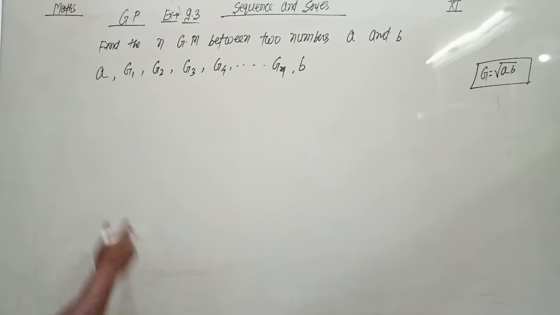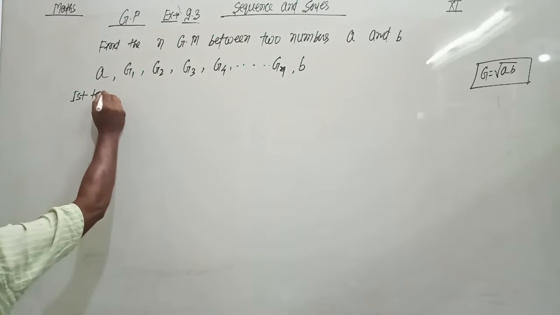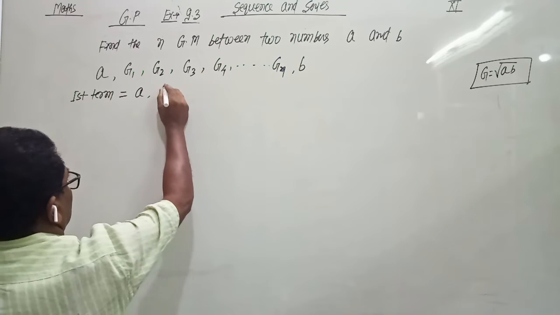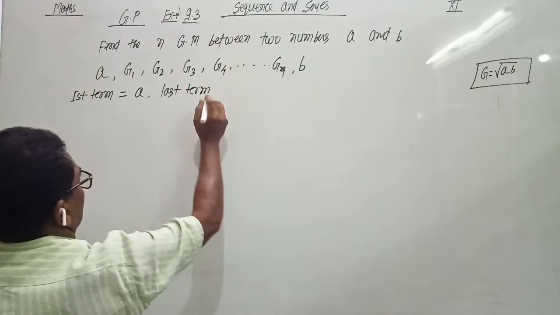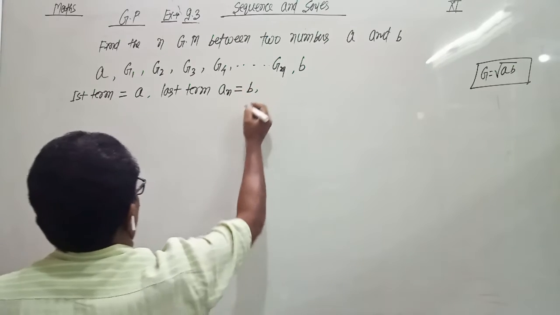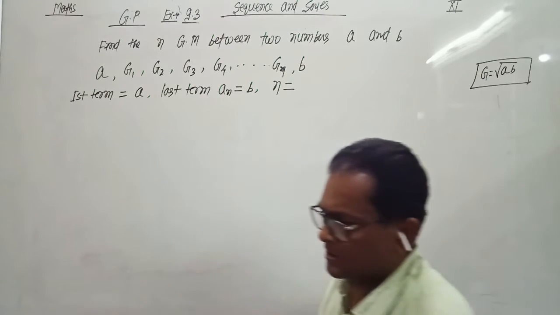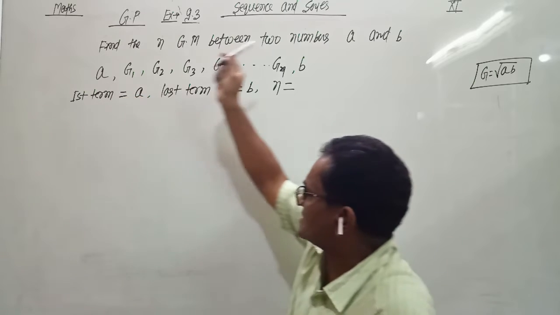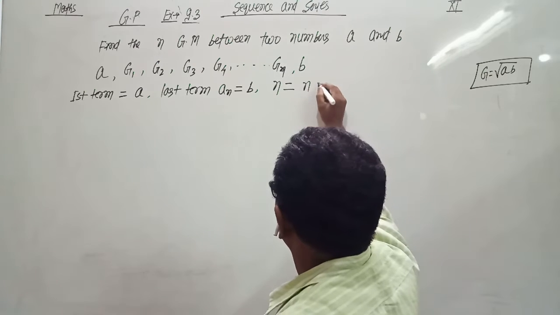So the first term of the GP is A. The last term of the GP, an, equals B. There are n geometric means and the two numbers are A and B, so the total number of terms will be n plus 2.